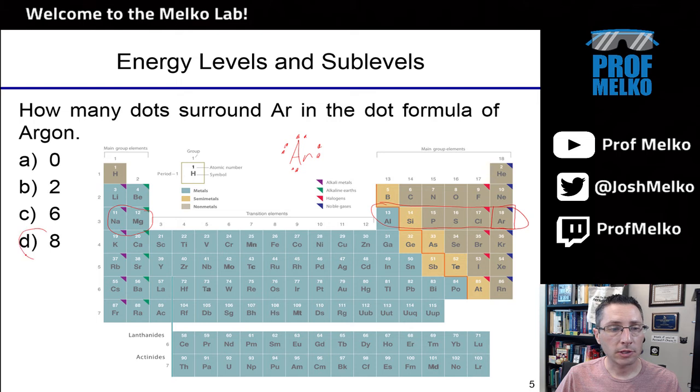So the answer here should be D, not 0, right? Even though it's a noble gas, it still has valence electrons. It's just that it has all the valence electrons it wants. It doesn't have to do chemistry. That's why these last elements, the noble gases here, are inert. They don't react because they have these full octets, or 8 electrons in their outermost shell.